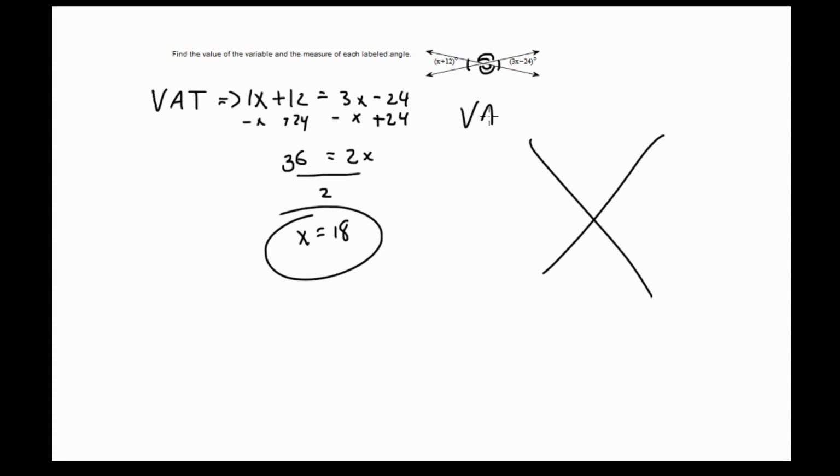Vertical angles theorem says, I'm just going to write them in this fashion. Angle 1 is congruent to angle 3, and angle 2 is congruent to angle 4. And since that's true, we can set them equal to each other and solve for x.